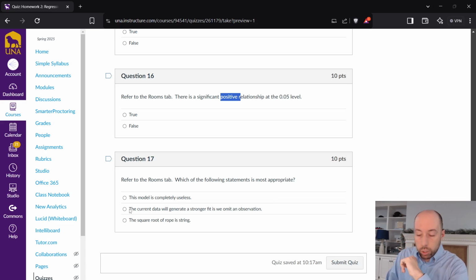But I would like you to, if you think that's the only reasonable answer, stare at the data until you can figure out which observation you would omit and convince yourself that you do agree the model will generate a stronger fit if we omit one of the observations. Perhaps there's something like an outlier story in this data example as well.